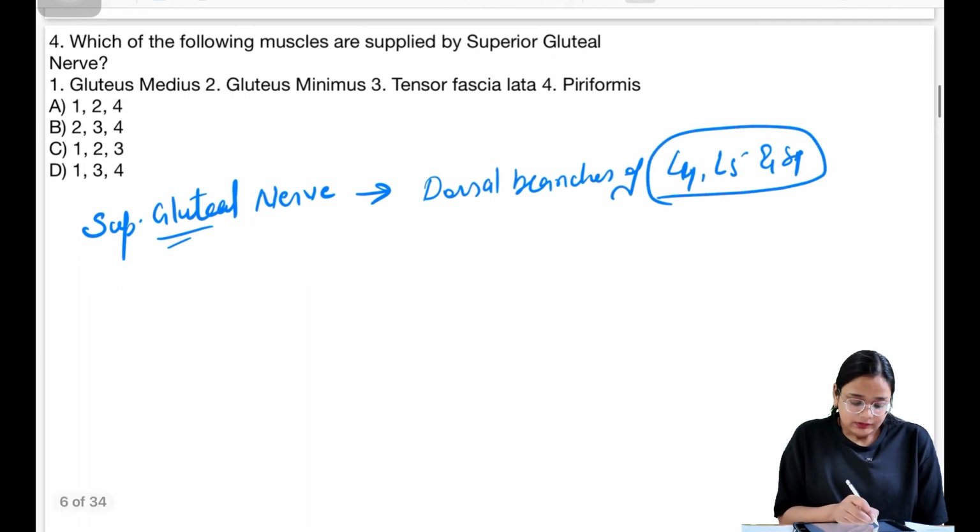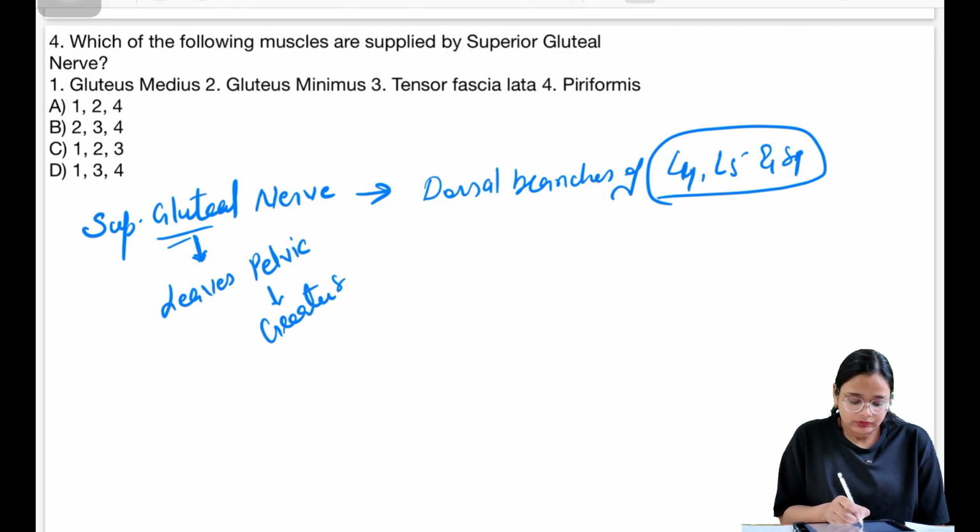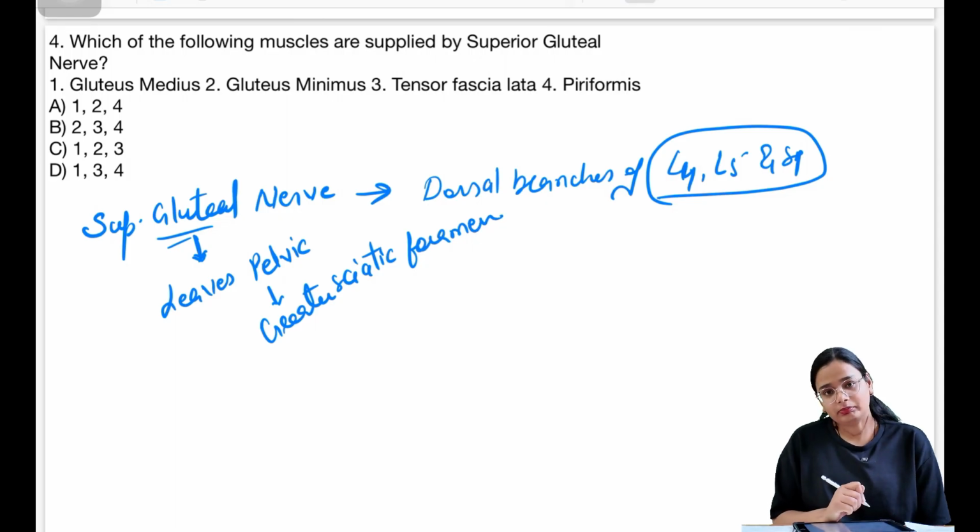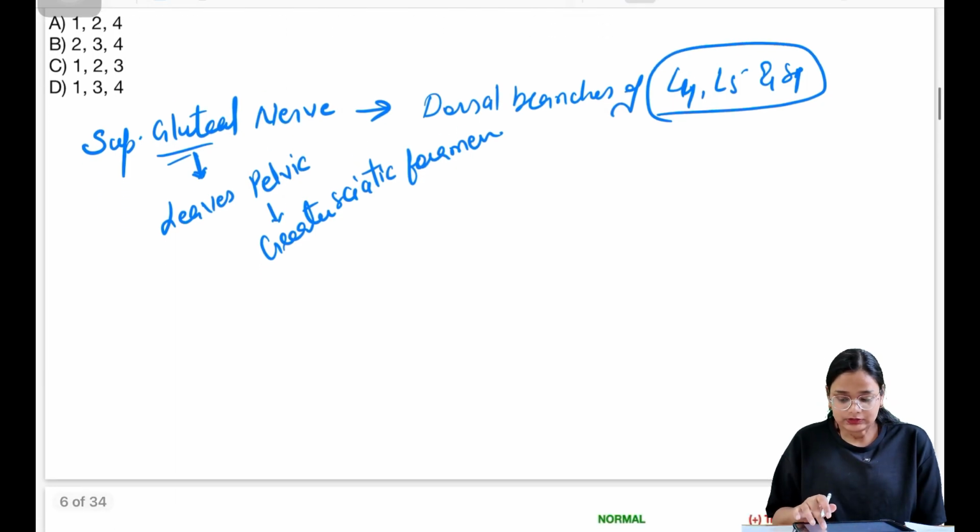Okay. Then what is the course? It arises, then it leaves the pelvic cavity. It leaves the pelvis via the greater sciatic foramen, just above the piriformis muscle. So this is its course.